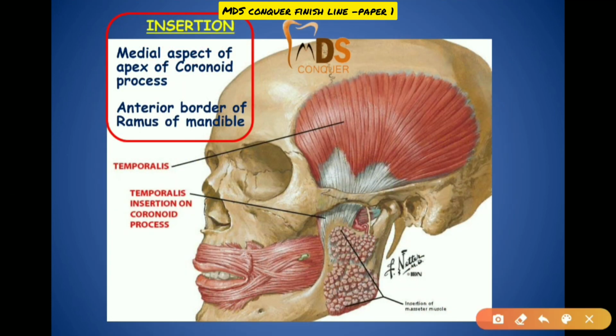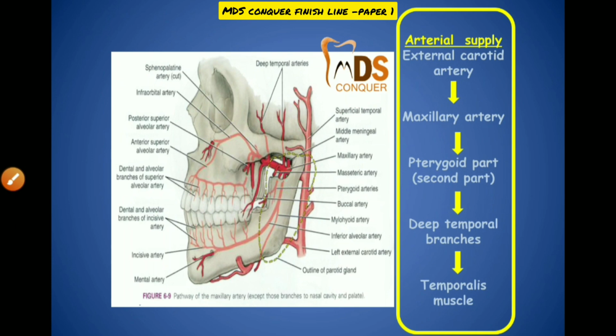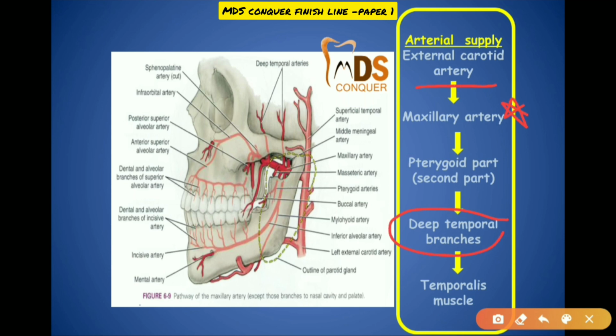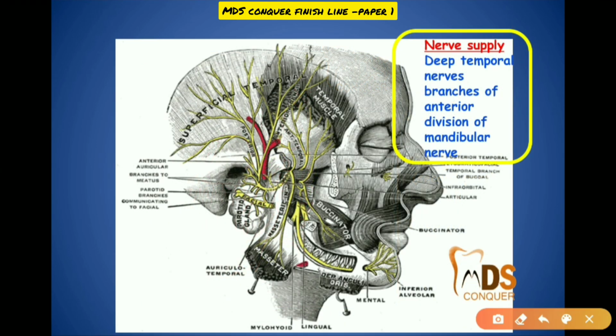Then insertion will be the medial aspect of the coronoid process. You can see here the temporalis insertion into the coronoid process, and also the anterior border of the ramus of the mandible. Then coming to the arterial supply of this temporal muscle, it includes the deep temporal branches which come from the external carotid artery. So you have to mention the maxillary artery also, it is important. Then the nerve supply will be the deep temporal nerves, which come from the anterior division of the mandibular nerve.